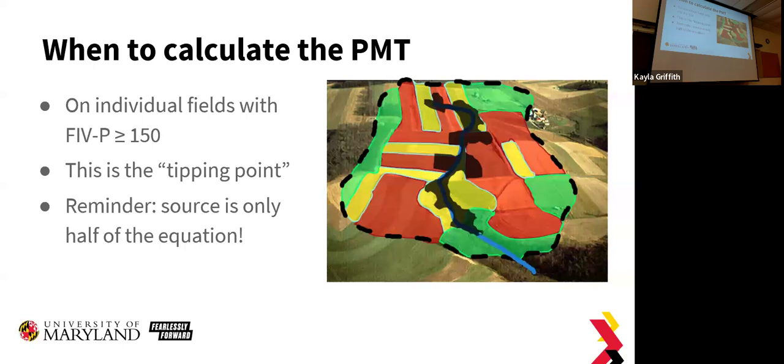Some of it just is automatically pulled in, but it's a lot. You wouldn't want to run this on every single field, and it's not necessary. There's science behind the fact that 150 is that tipping point. Remember, that's because source is only half of the equation. So 150 just says there's a chance for some risk here. Let's take it a step further and actually run the PMT and do that calculation.